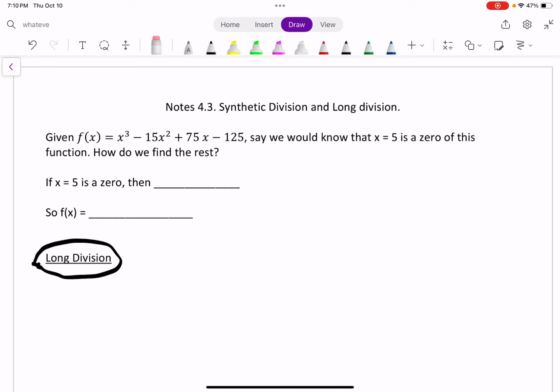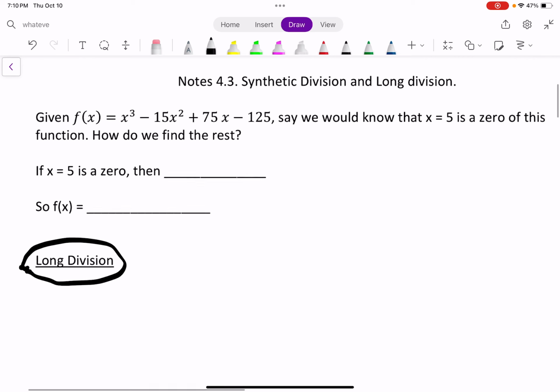Okay, so here it is. Let's say that we are given this polynomial, f of x is x cubed minus 15x squared plus 75x minus 125. And we would like to factor it. And then let's say somehow we would know that x equals 5 is a zero of this function. How could I find the rest of them? Okay, so you will actually have to do such problems in the next couple sections.